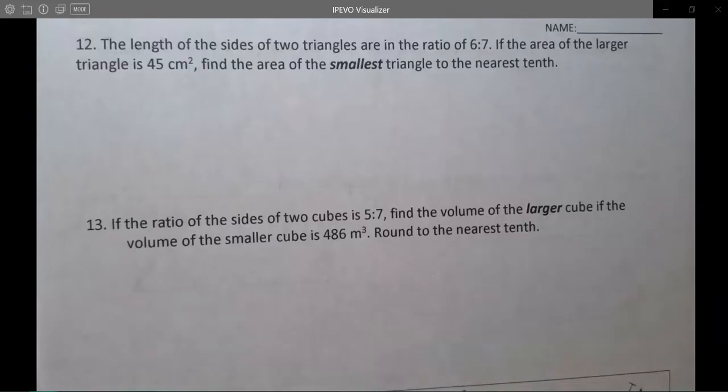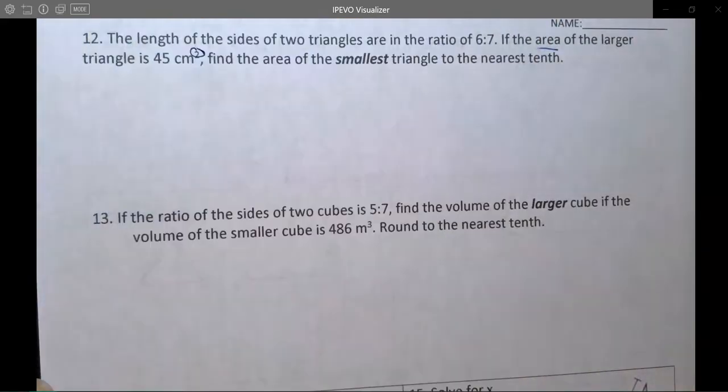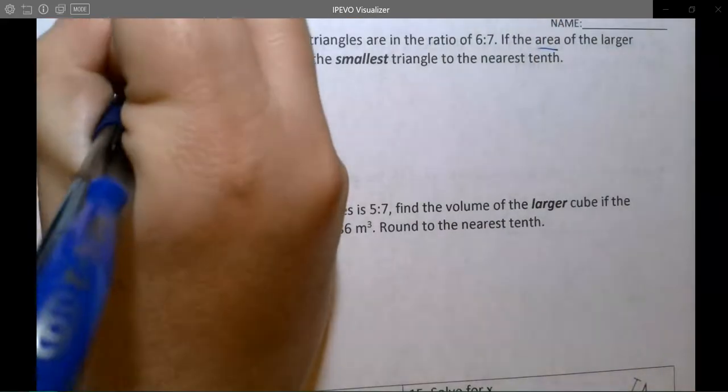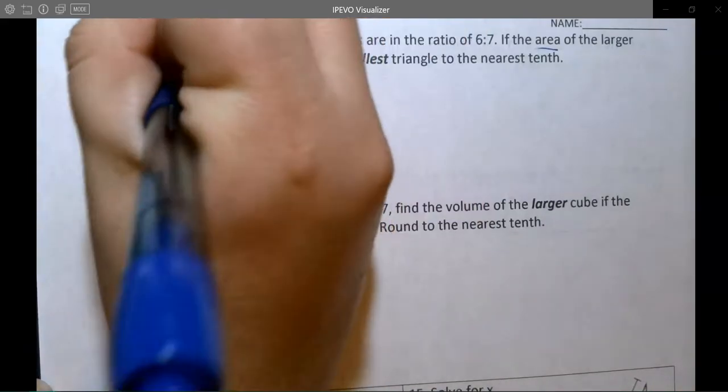So on number 12, I want to read the problem. It says the length of two sides of two triangles are in the ratio of 6 to 7. If the area of the larger triangle is 45 centimeters, find the area of the smallest triangle to the nearest tenth. So because I have the word area, I'm going to want to square my ratio. So I have a normal ratio of 6 over 7, and I want to square this.